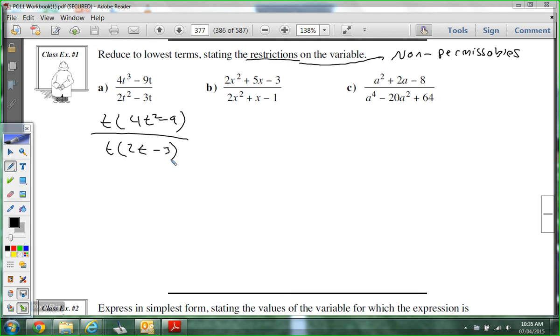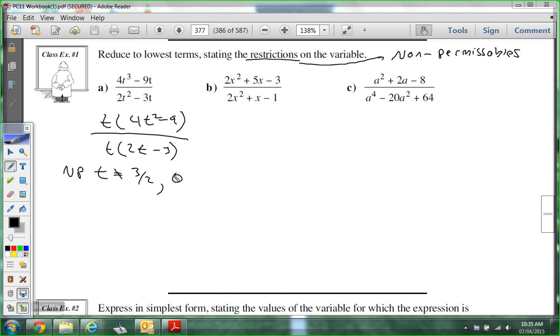Yeah, so once you're fully factoring the bottom, that's a great point to do what? Yeah, find your non-permissibles. What are my non-permissibles? So non-permissible is t can't be 3 over 2 from this guy. And what's the other one? 0, right? When you have a variable outside by itself, it's just 0. Okay, it's just 0.